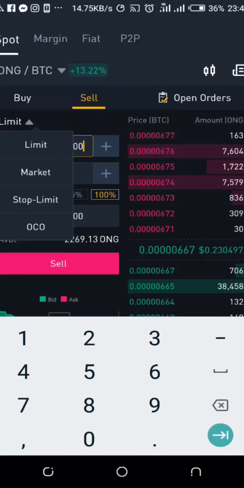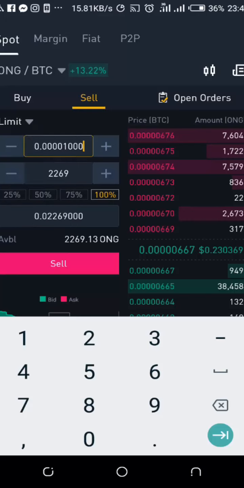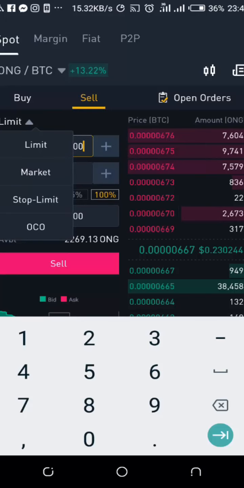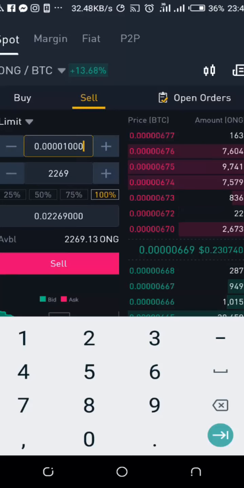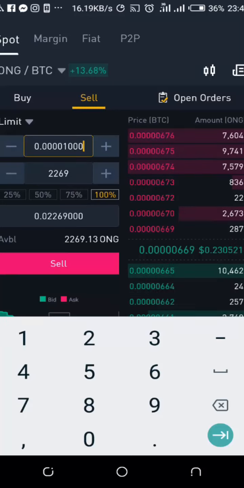Or we can also use the OCO to take a profit if it starts going up, or to prevent a loss if it starts going down. In the following videos I will also explain this OCO very well. But in the meantime, we say in case the price reaches 1000 Satoshi when we are not around, when we are not monitoring the market, okay, sell.